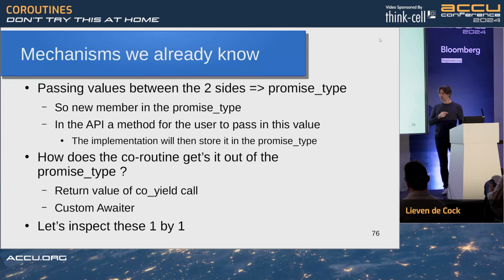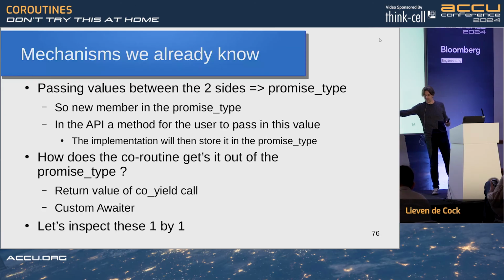So passing values between the coroutine compiler and the caller, we know what we need to use, the promise type. That's the thing where we exchange information. So that means our promise type will need a new member where I, as the caller, am going to store a value, and then the coroutine, the compiler, is going to fetch the value that I stored in there, and it will pop up in the coroutine as the return value from the co-yield expression in the coroutine of our radio station.